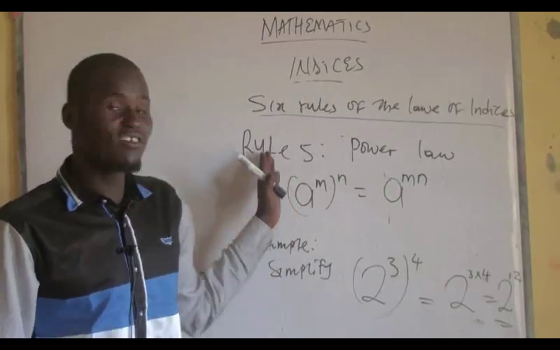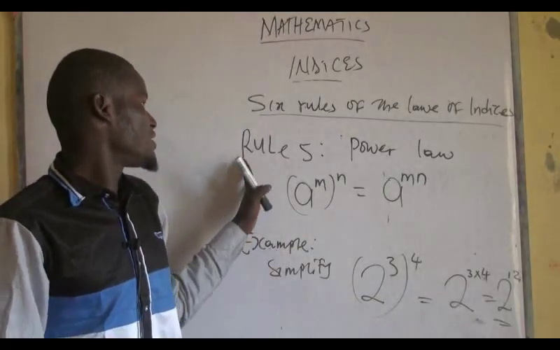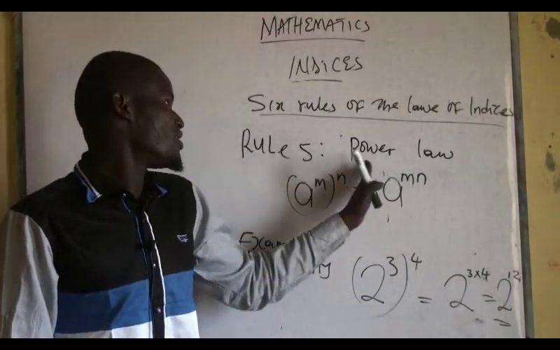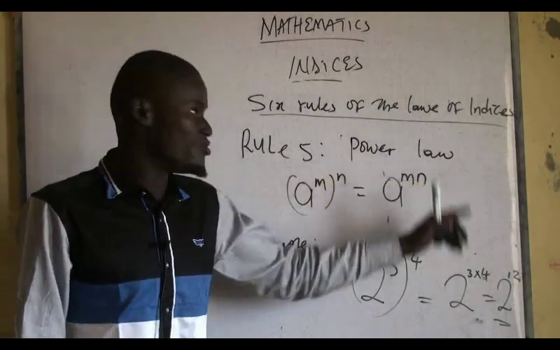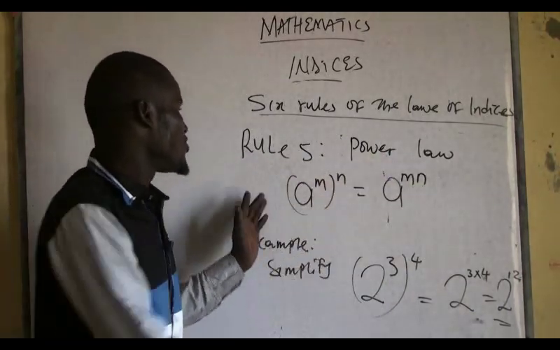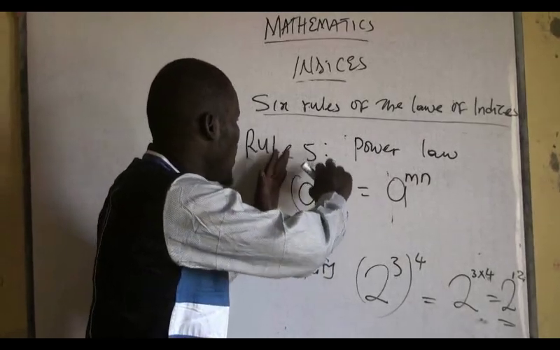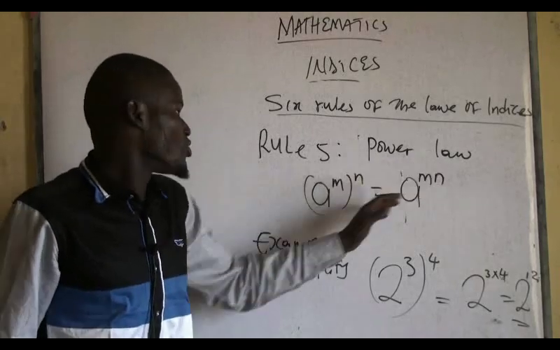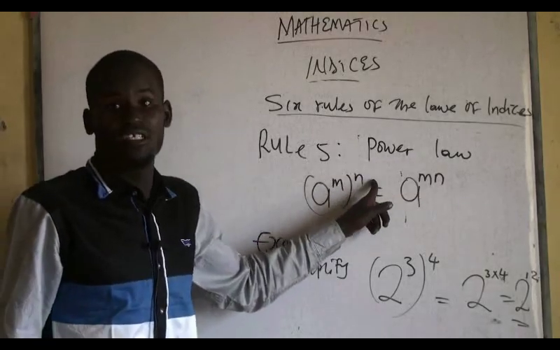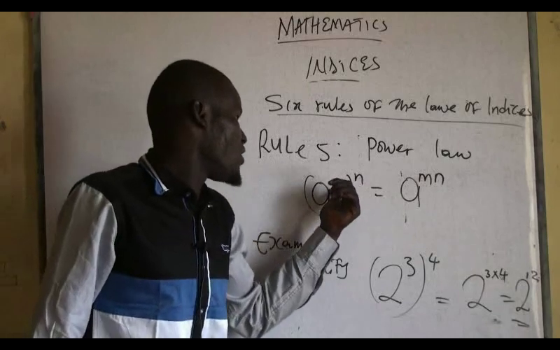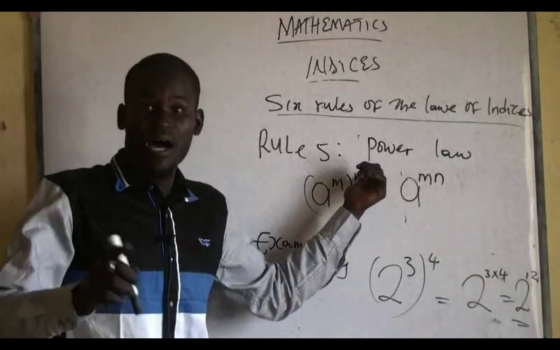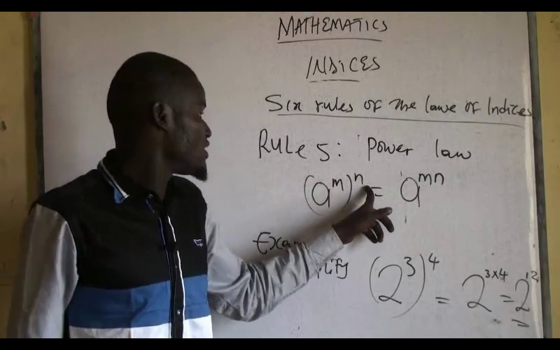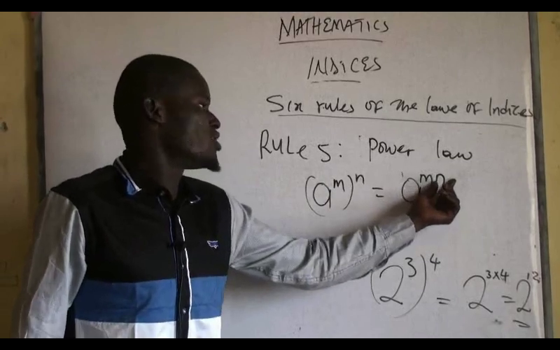So we are going to continue from where we stopped in our last class. Last class we saw Rule 4. So now we are going to see Rule 5, which is the power law. This power law is saying that when you have indices and you have a power outside the bracket, it is called a power law. In this case you are going to multiply the powers, that is the power inside the bracket and the power outside the bracket. That means the power inside is m and the power outside is n. So we are going to multiply the two powers.